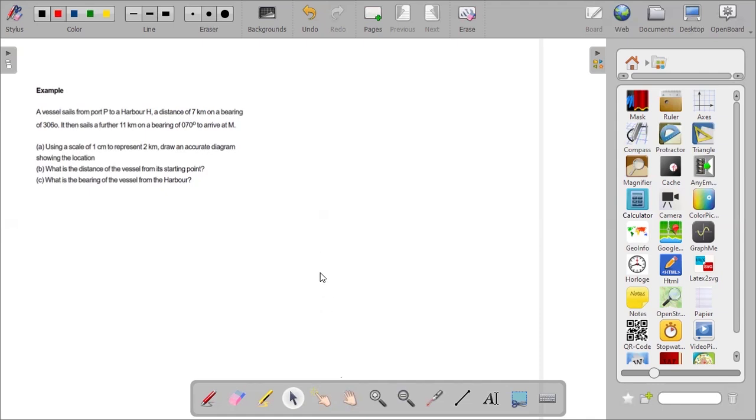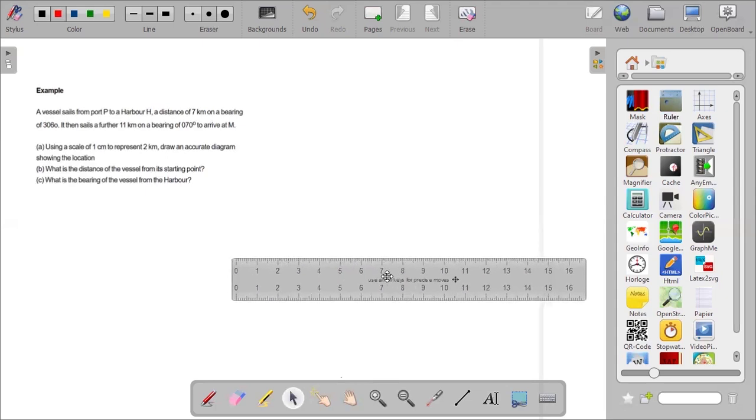So the vessel is sailing from where? From port P. So port P is our reference point. You draw a cardinal point and call it port P.